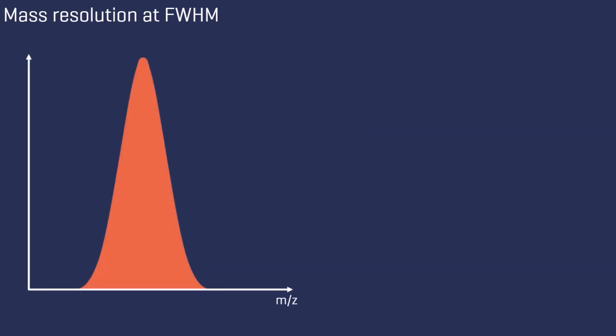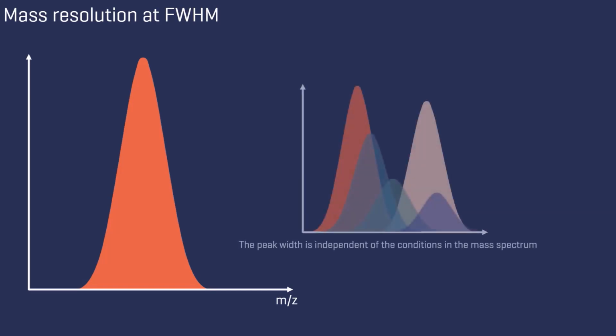It is common practice to use the peak width as a measure of mass resolution. The advantage is that this value is independent of the specific conditions under which the mass spectrum is produced and only relies on the instrument's capability to produce a certain peak width.